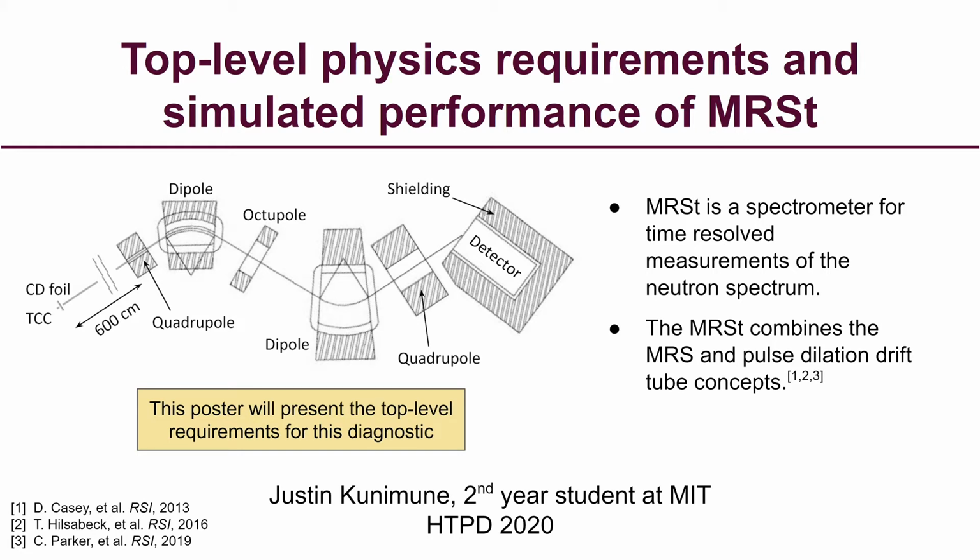Hello everyone. Today I'm going to be talking about the top-level physics requirements and simulated performance of the MRSt. MRSt is a spectrometer for time-resolved measurements of the neutron spectra of ICF implosions. The MRSt is based on the combination of the principles of the MRS, the Magnetic Recoil Spectrometer, which is currently fielded on the NIF, and the pulse dilation drift tube concept. This poster is going to present the top-level requirements for this diagnostic, as determined by simulations.